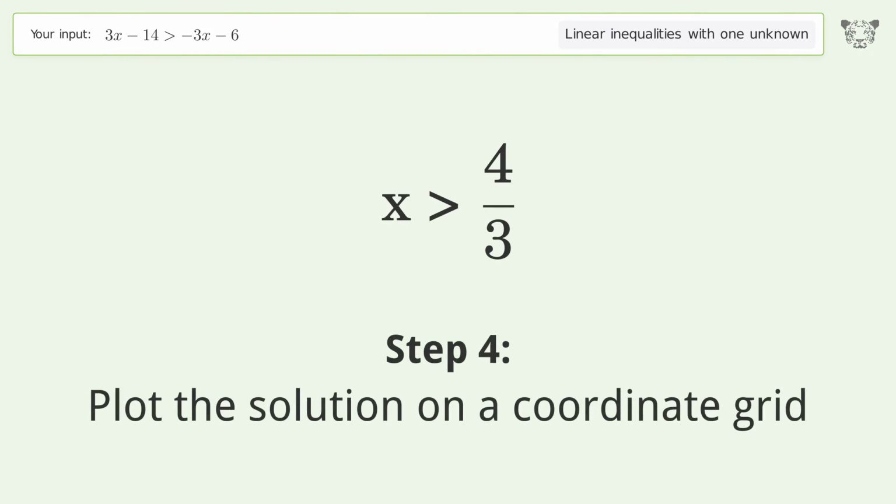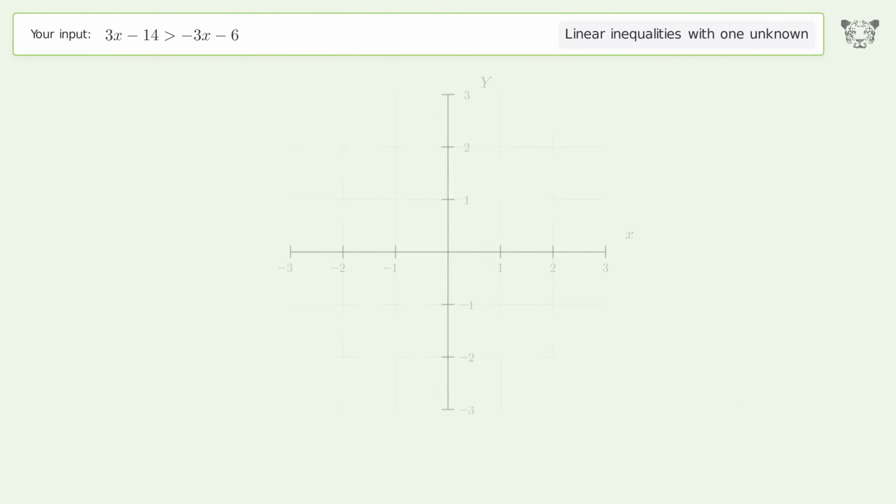Plot the solution on a coordinate grid. And so the final result is x greater than 4 over 3 greater than 11 over 3.